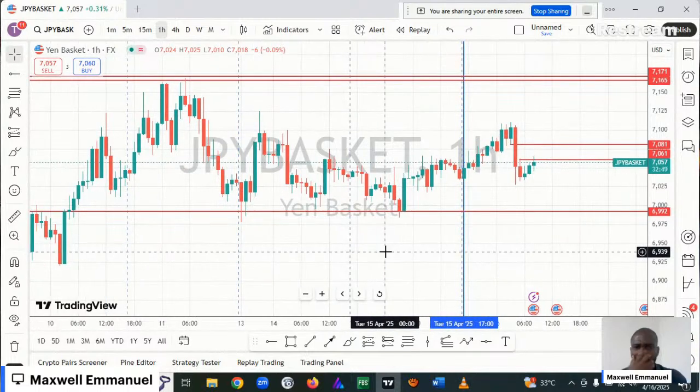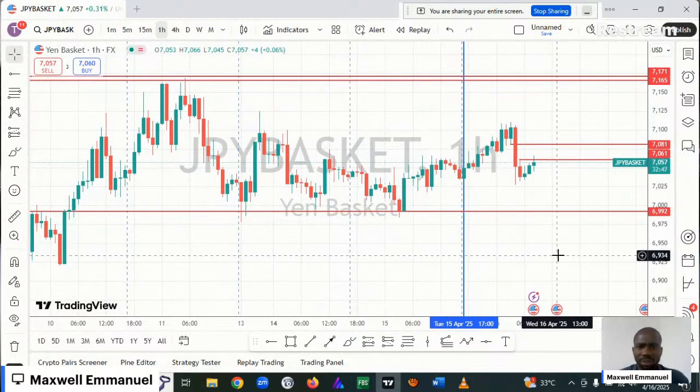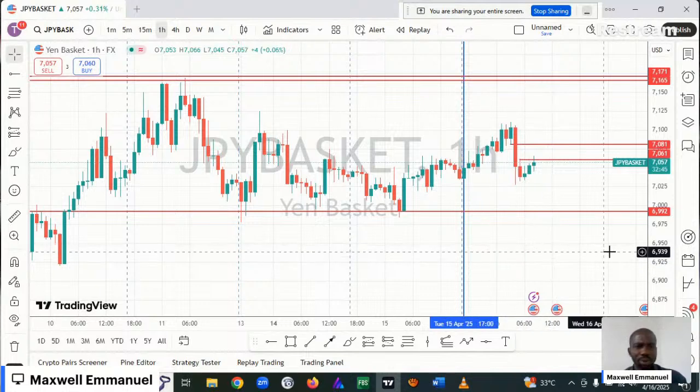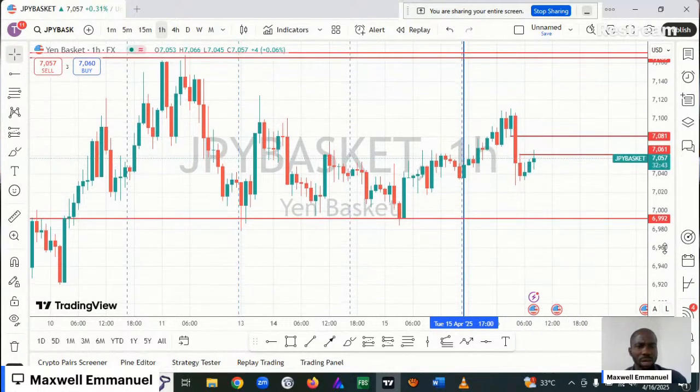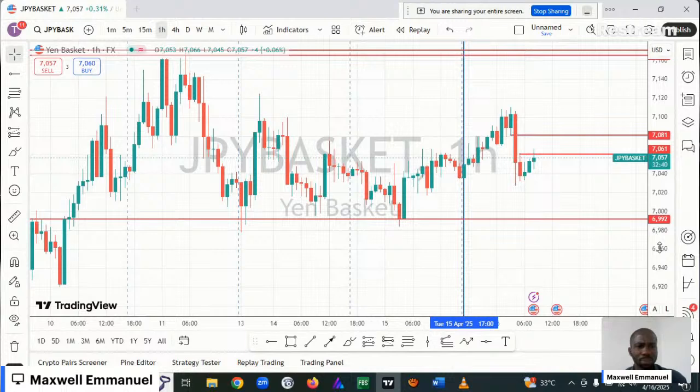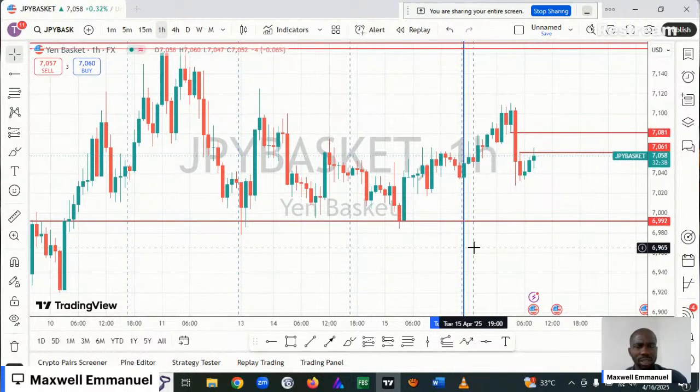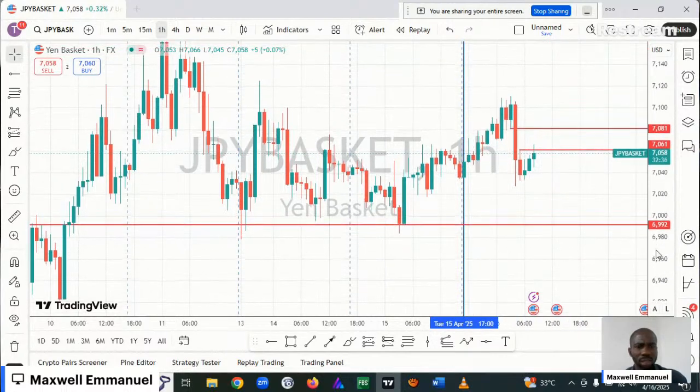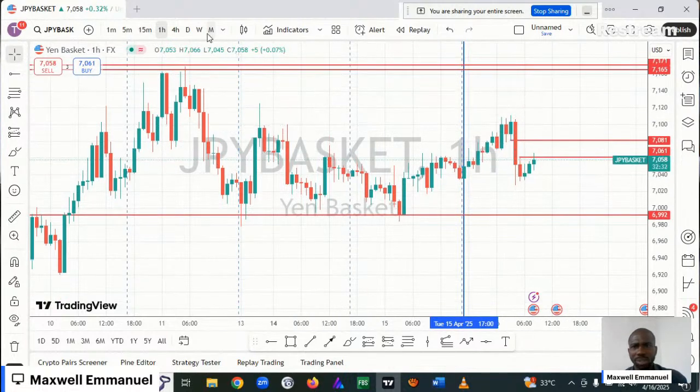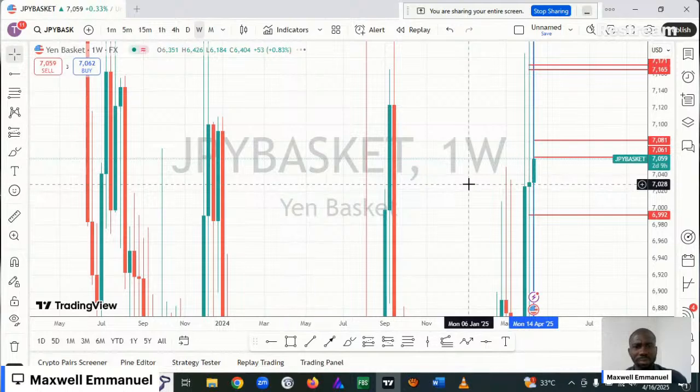Okay, so that's my take on JPY. You could look for short buys on JPY, on yen. Okay, look for short buys. I think long term is still bearish, but short term. Let me see the weekly time frame.